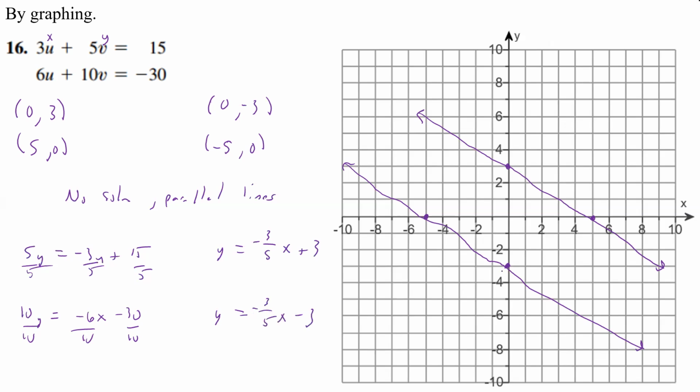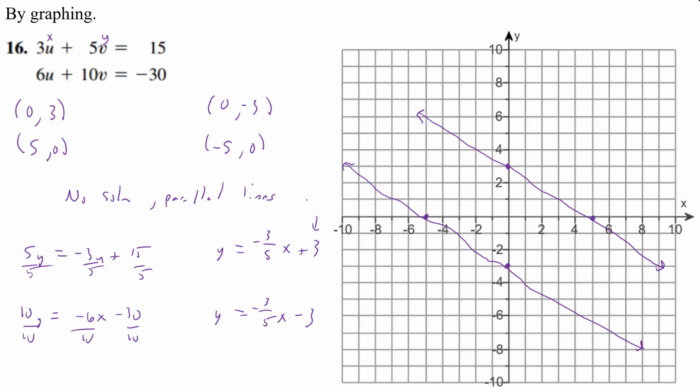minus 3. So basically we have the same slope, different intercepts, and that's what we see in our picture here, to the best of my drawing ability anyway. One of them goes through 0, 3, and one goes through 0, negative 3, but they have the same slope. All right, so that's two different ways to plot it.